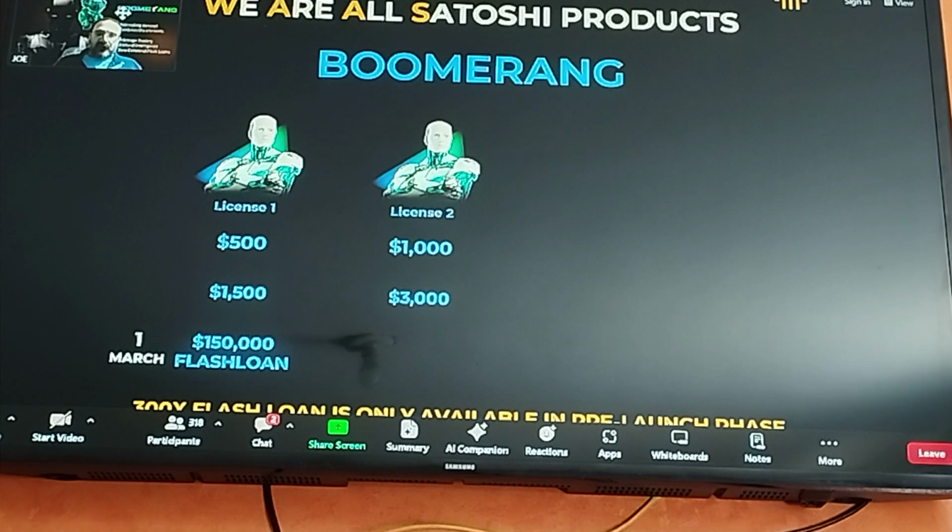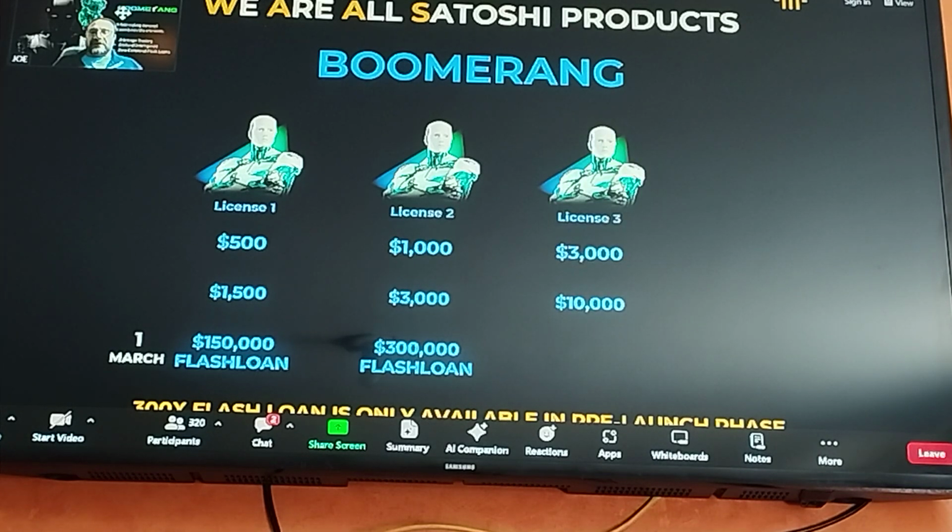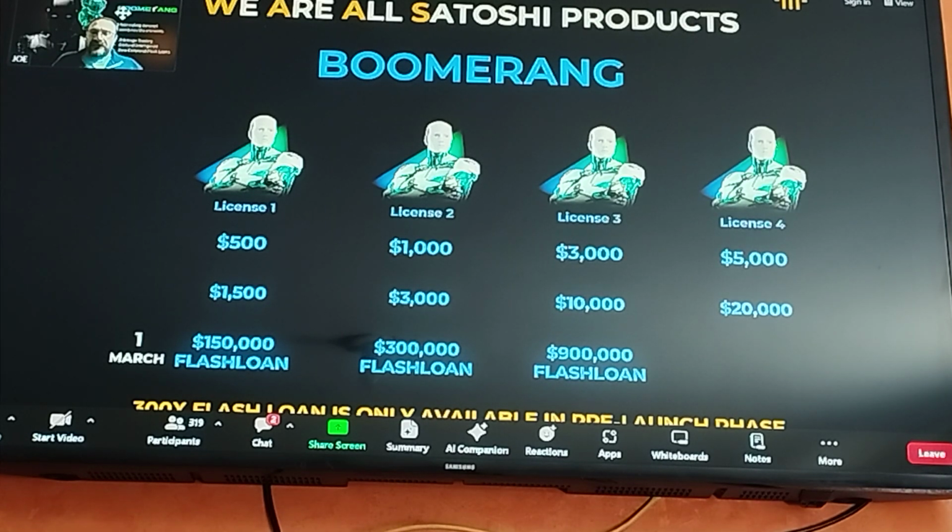License number 2 is $1,000. Comes with a $3,000 preliminary for you to test and demonstrate with, and you'll get $300,000 of flash loan limit on the 1st of March. License 3 is $3,000. Comes with a $10,000 preliminary limit, and then in March you'll get $900,000. License 4 is $5,000. Comes with a $20,000 preliminary limit, and in March you'll get $1.5 million.